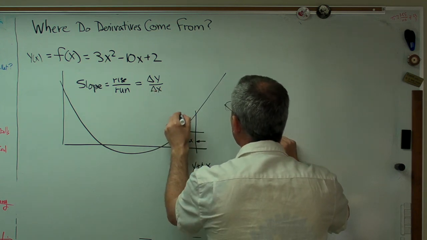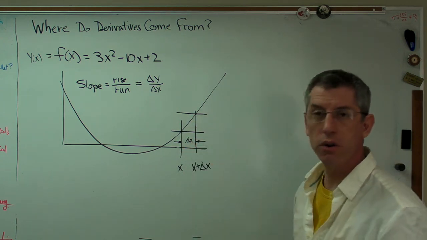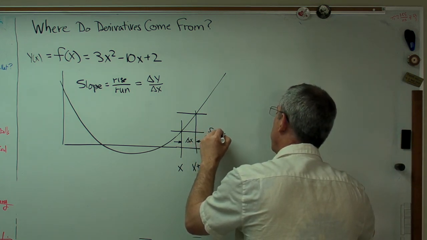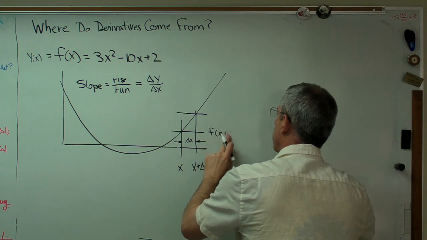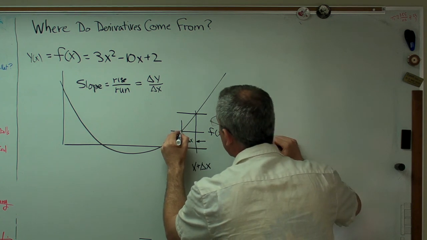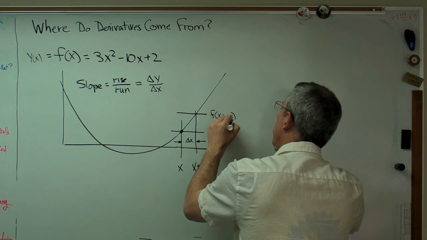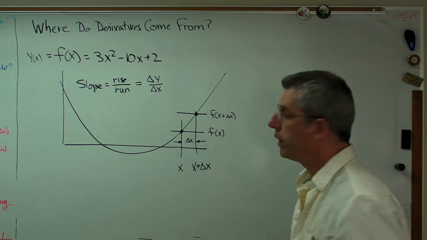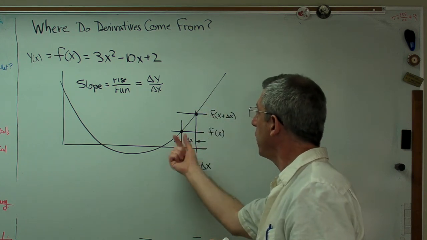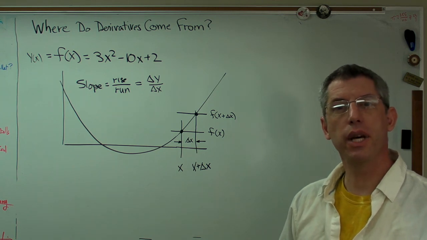Next thing I want to know is where these two vertical lines cross my curve. So right now I've got f of x. There's f of x, that's that point right there. And this is f of x plus delta x, that's that point right there. So now I know that's the rise and that's the run. That's delta y and that's delta x. Okay?